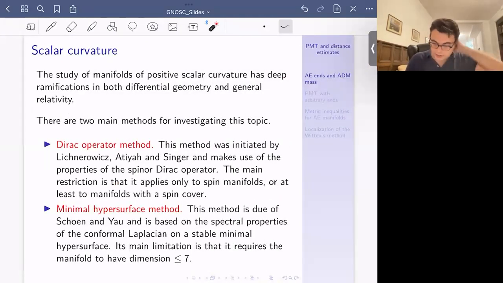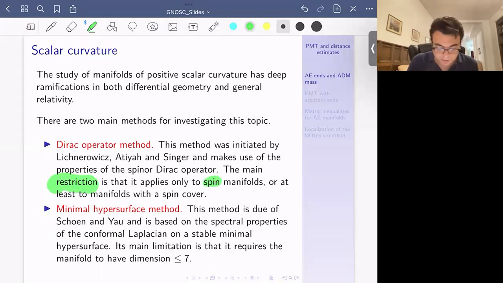Now there are two main methods to study this topic. Let me use some colors. One is the Dirac operator method. This was initiated by Lesourd, Cecchini, and Unger, and is based on the spectral properties of the spinor Dirac operator. The main restriction of this is that you need the manifold to be spin.